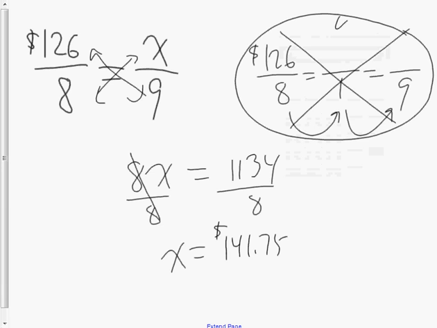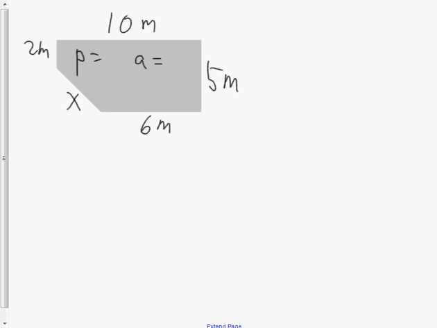And the last question is your abstract area question. So it asks you for the perimeter and area. It gives you 2 meters, it gives you 10 meters, it gives you 5 meters, it gives you 6 meters, but it doesn't give you this. So the first thing I'm going to do is calculate the area.